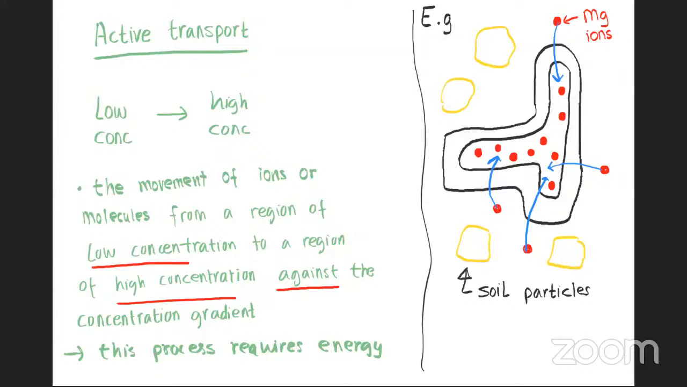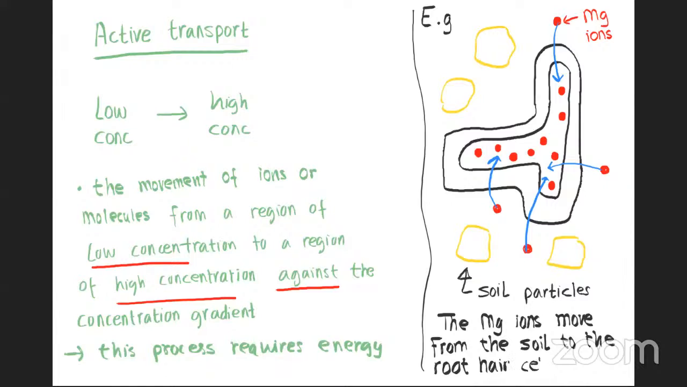You can say that the movement of ions from the soil into the root hair cell is an example of active transport. So a description: the magnesium ions move from the soil to the root hair cell by active transport. Okay, AT stands for active transport.